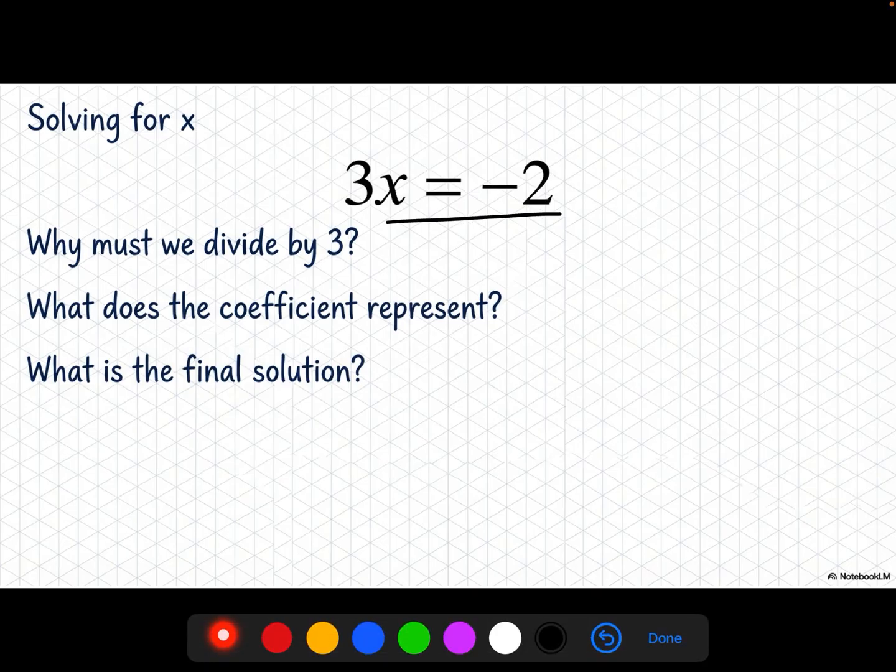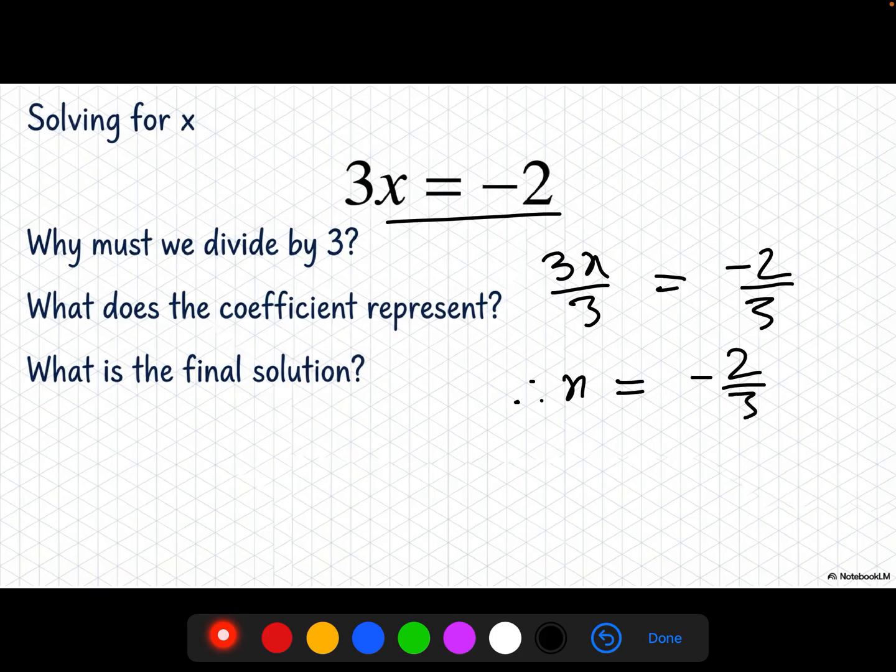Now why do we divide by 3? Because 3 is the coefficient multiplying x. So division is the inverse of multiplication, so divide both sides by 3. Now the final solution is x equals... and always quickly check by substituting back later.